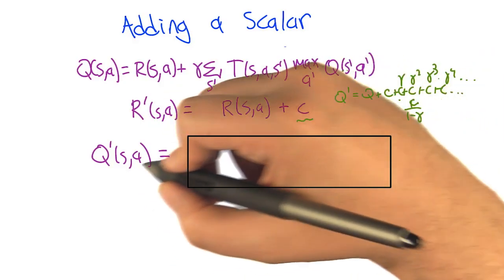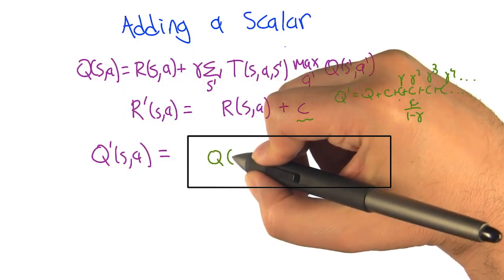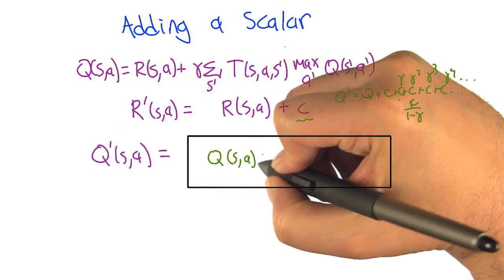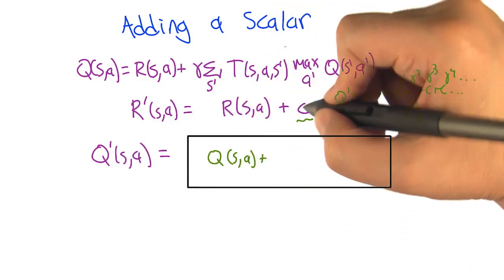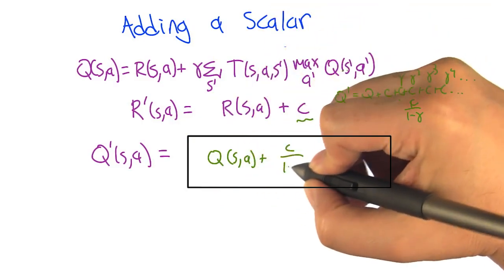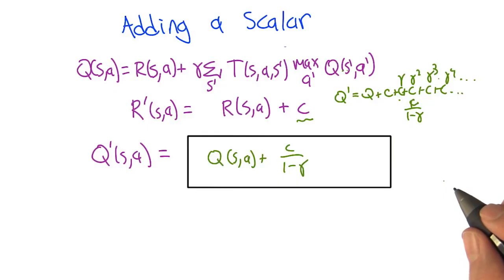So you're saying that the new Q function should be essentially the same as the old Q function, which has already gathered up all the R rewards, but we need to modify it by this infinite sequence of C's, which is C over 1 minus gamma. That is what I'm saying. Awesome. Is that right? Yeah. So let's do the proof.